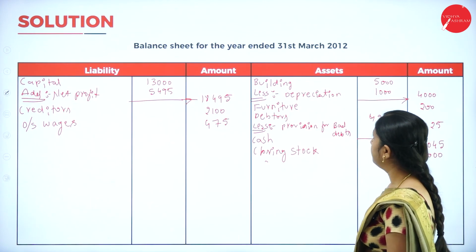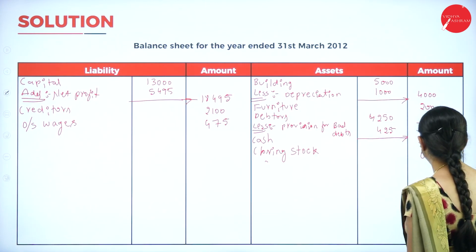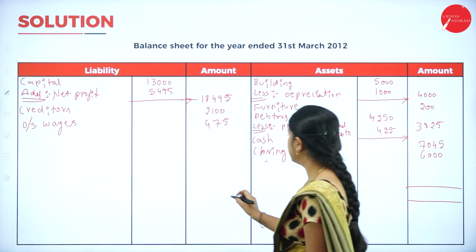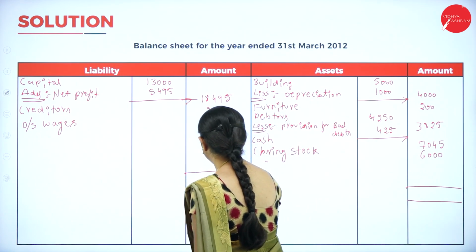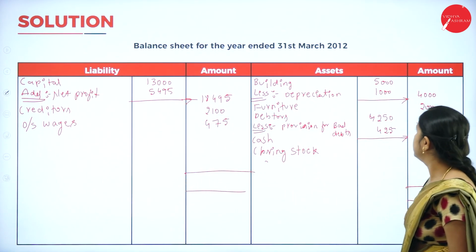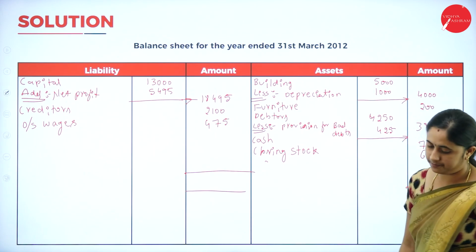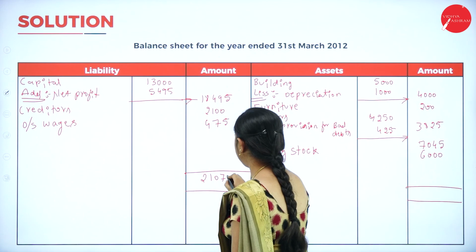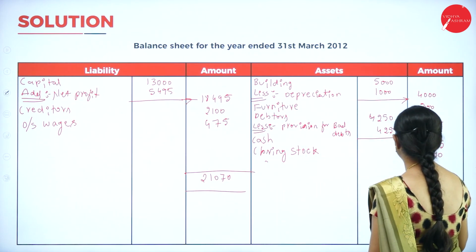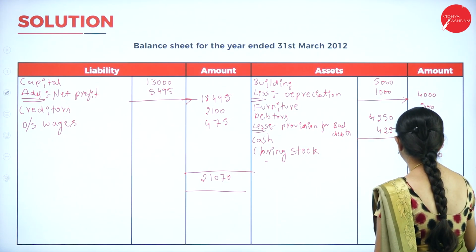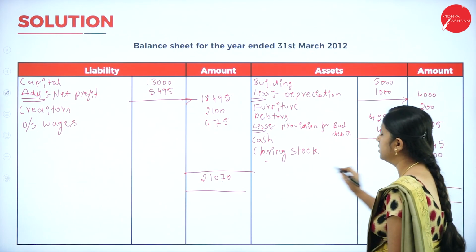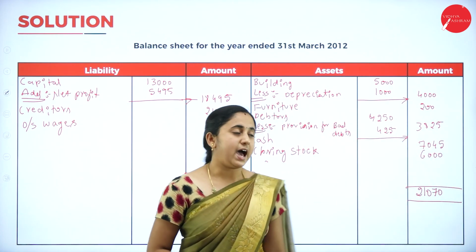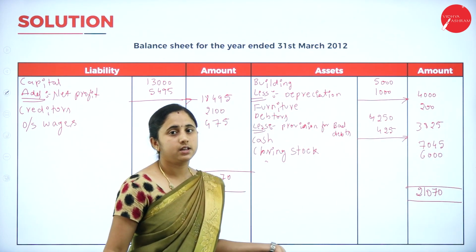So now make a total. If it is tallied, then it is correct. Make a total on both the asset and liability sides. The total of liabilities is 21,070 and the total of assets is also 21,070. So our balance sheet is tallied, so your problem is correct.